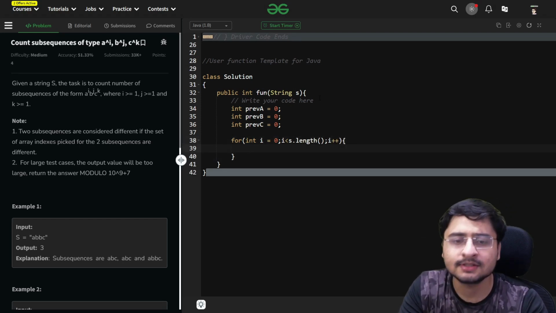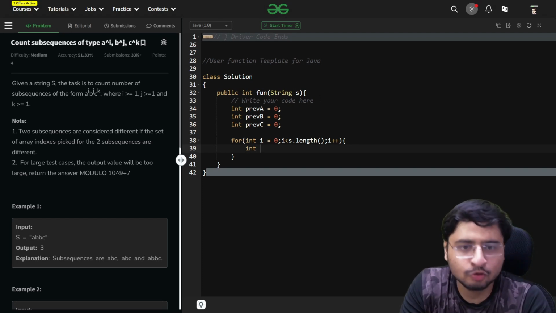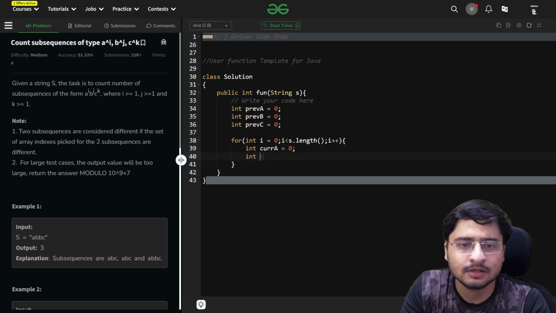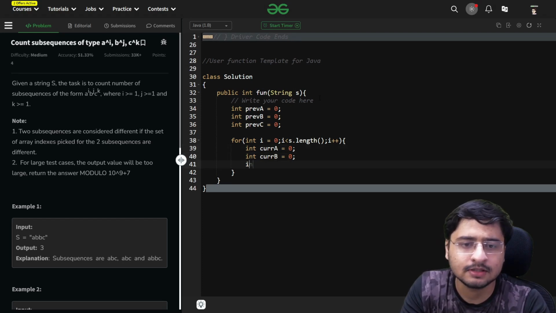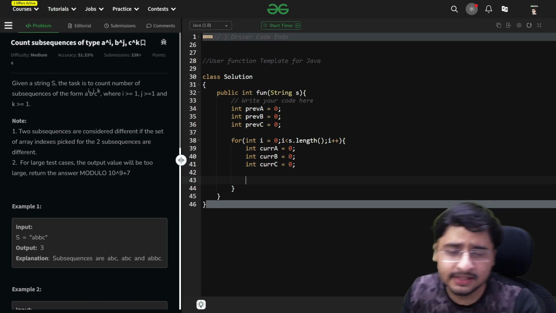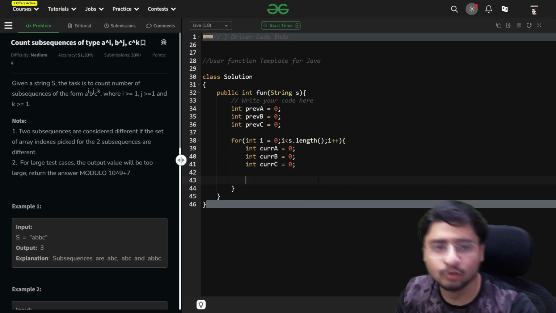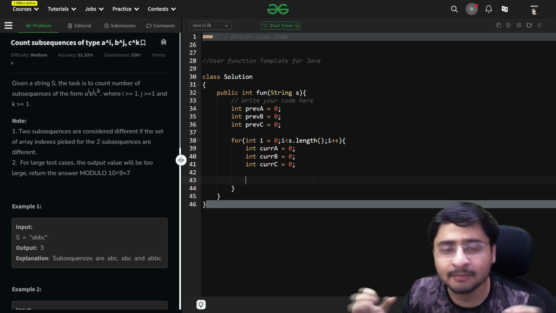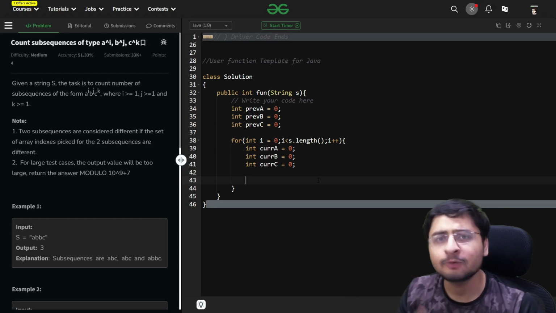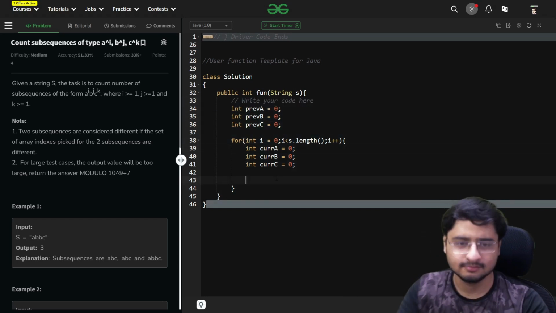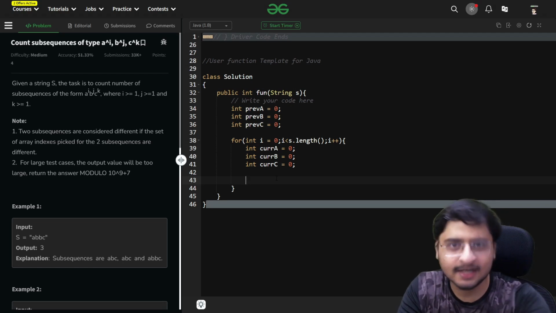Here what we are going to do is, let's say we are going to define three variables: current A, current B, current C. Just for the sake of simplicity, I'm going to expand my code. My code will be longer, but it will be easier to understand, right? I can make this code shorter in terms of the number of lines, but you can optimize on that. So nothing better in time complexity. It's still O of 1 space, O of n time complexity.